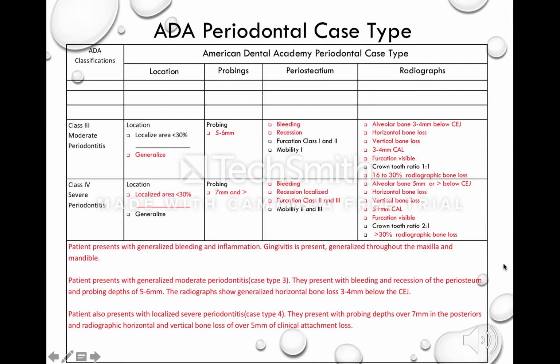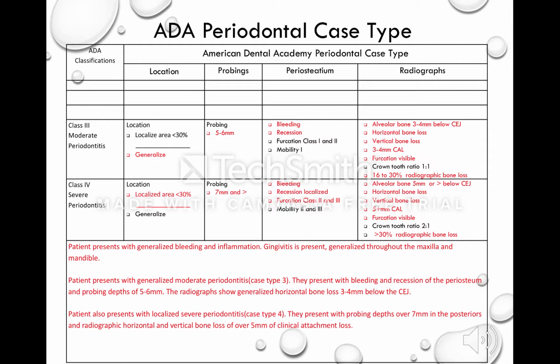For Robert's AAP periodontal case type, he exhibits class 3 moderate periodontitis, generalized. We see the 5 millimeter and 6 millimeter probing depths. We see bleeding and recession, alveolar bone 3 to 4 millimeters below the CEJ, horizontal and vertical bone loss, 3 to 4 millimeter clinical attachment loss, furcation, and 16 to 30% radiographic bone loss. That is all generalized. For the class 4 severe periodontitis, we see it localized.